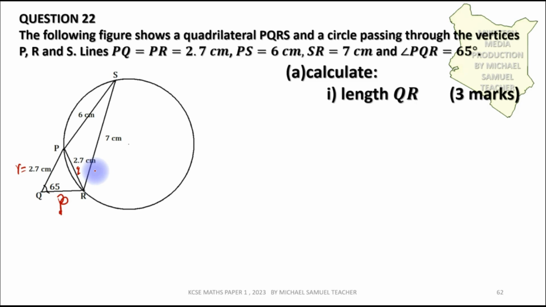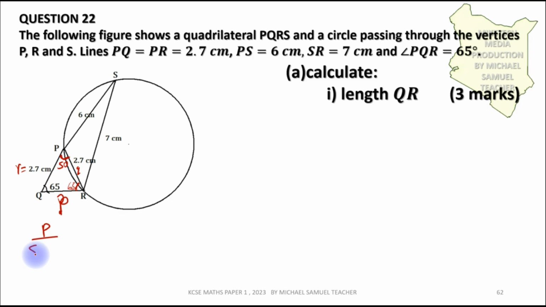Using the sine rule, we need to find length QR. We already know this angle is 65. Also the other angle will be 65. Remember PQ and PR are equal, so this will be 65 degrees. Therefore, this angle here will be 50. So 65 plus 65, that's 130, and 180 minus 130 is 50.